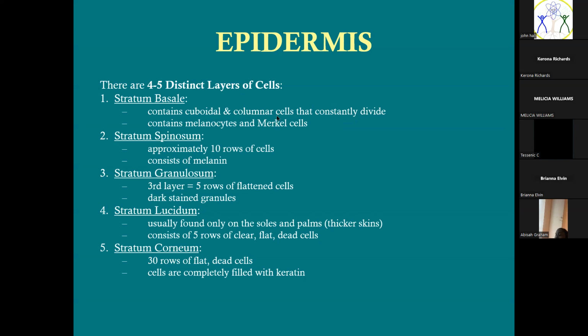So this is a mixed layer of cells. And they are constantly dividing, constantly replicating, and they contain melanocytes and Merkel cells. So remember, the melanocytes are making the melanin. So your stratum basale is where you're going to get the melanin from, right? And your Merkel cells help you pick up touch, right? Then sitting above it, you have a row of 10 rows of cells called stratum spinosum.